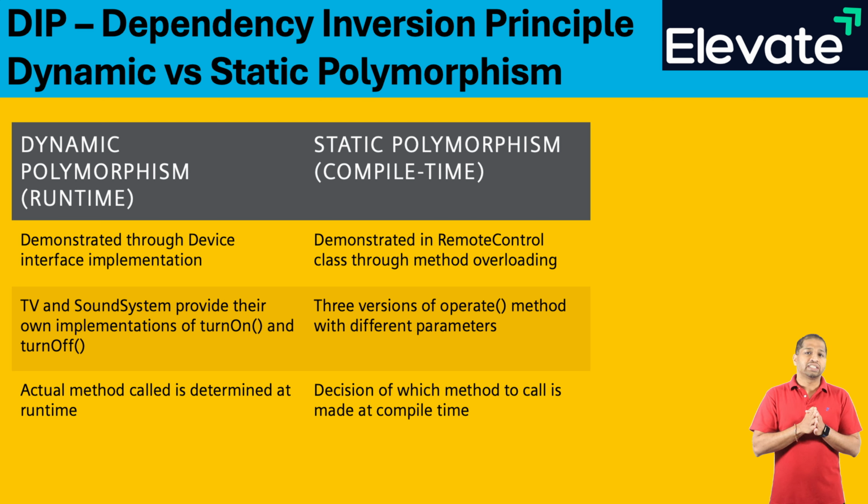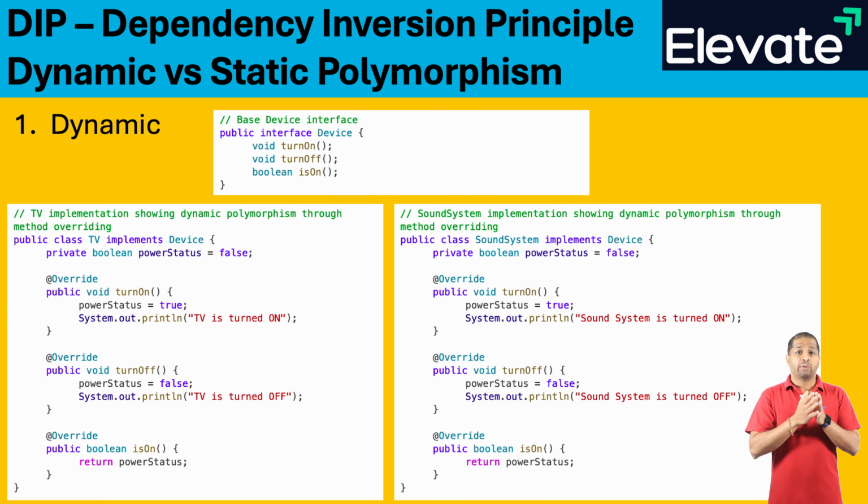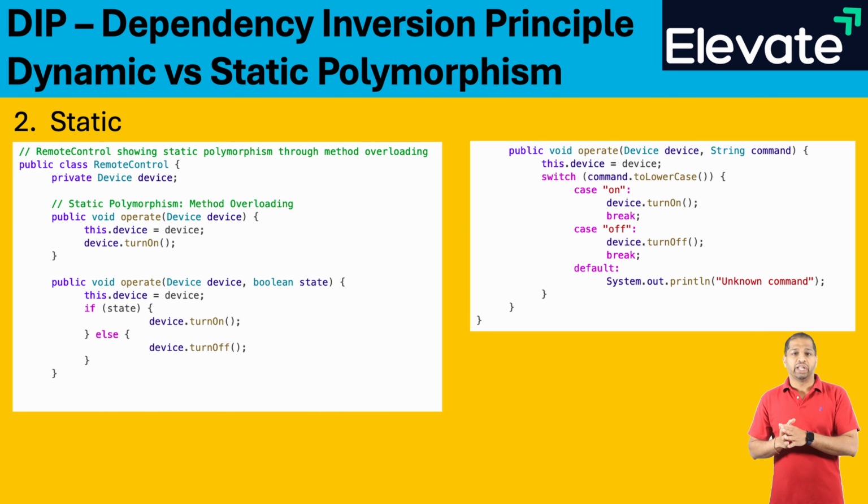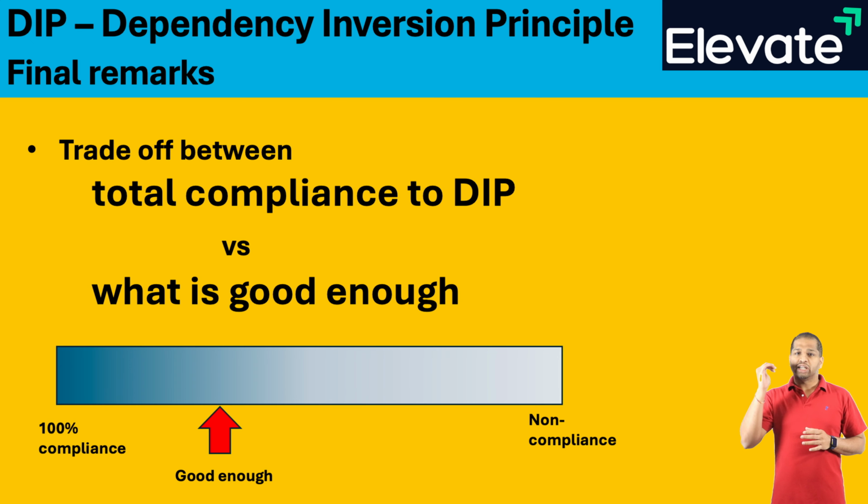What we have already discussed with the device interface is dynamic polymorphism, which is implemented with method overriding and where the actual method is determined at runtime. We define static polymorphism through method overloading, where the actual method is determined at compile time and implemented in the remote control class as shown here. Finally, as with every SOLID principle, striking the balance is key, as you don't want to bombard your architecture with so many interfaces and factories.